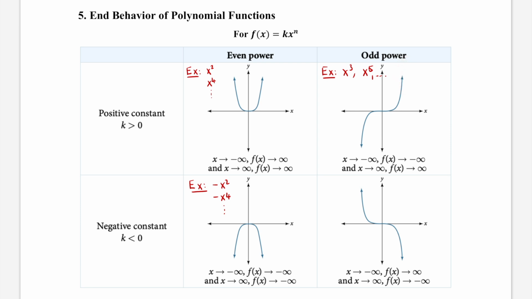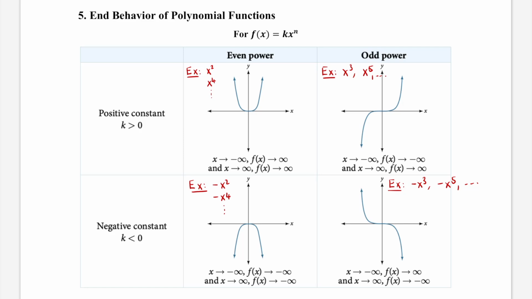Case 4, when we have odd degree with negative coefficient. For example, negative x to the third, negative x to the fifth, negative x to the seventh, and so on. As x approaches negative infinity, f of x approaches infinity. And as x approaches infinity, f of x approaches negative infinity. So left goes up and right goes down.